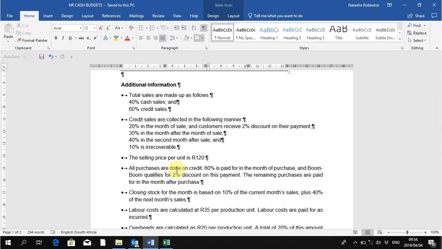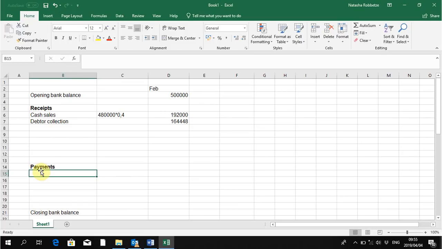60% is paid for in the month of purchase, and you get a 2% discount. The remaining 40% is paid for in the month after purchase. So this will go under payments to creditors, and now I have to go and do my calculation.